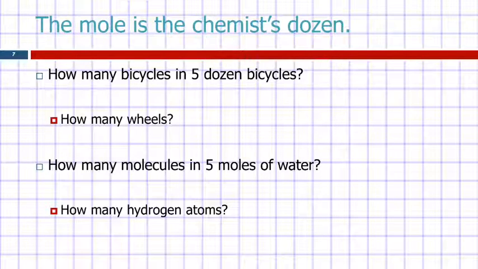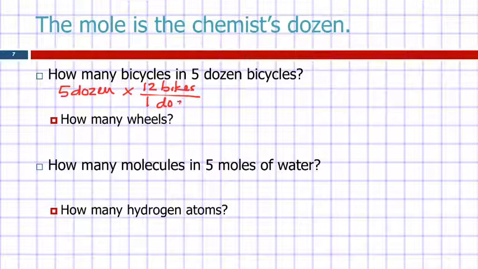60. Okay, how did you do that? 5 times 12. So let's use dimensional analysis and write it out. So 5 dozen, and we know that there's 12 things in a dozen, right? So there's 12 bikes in 1 dozen. So the dozens would cancel out. We've got 5 times 12. We've got 60 bikes.